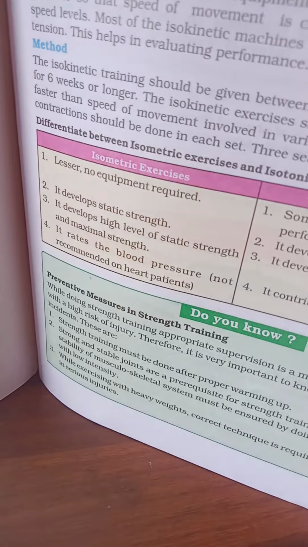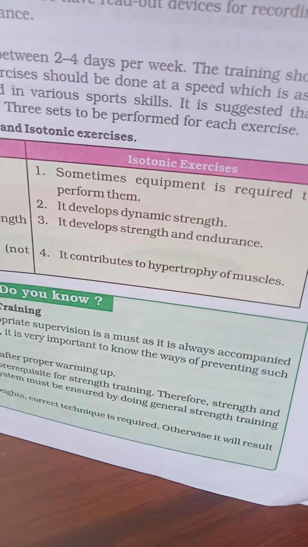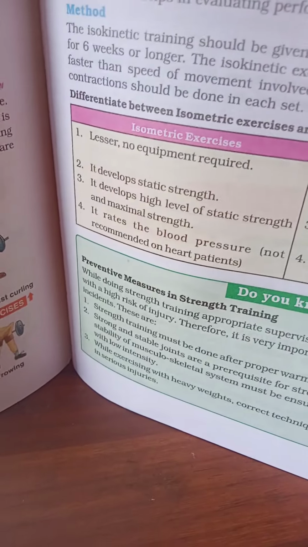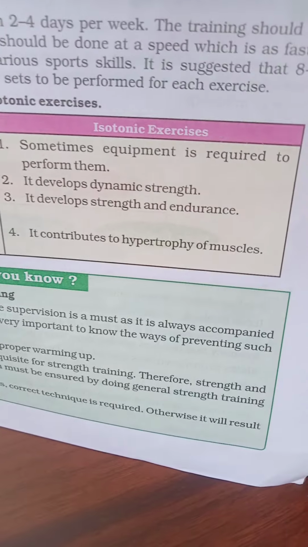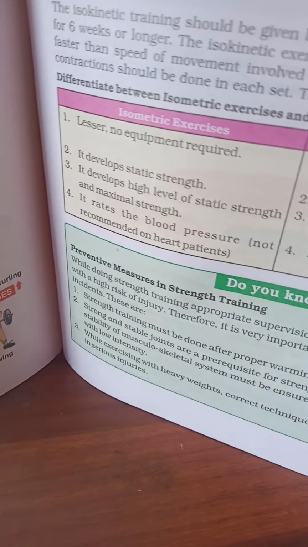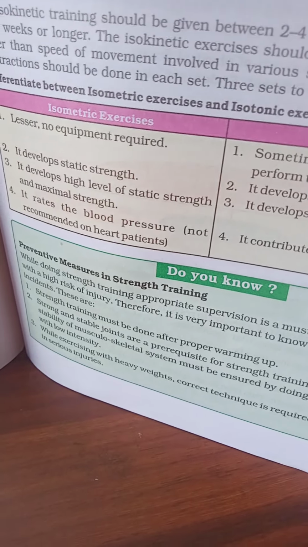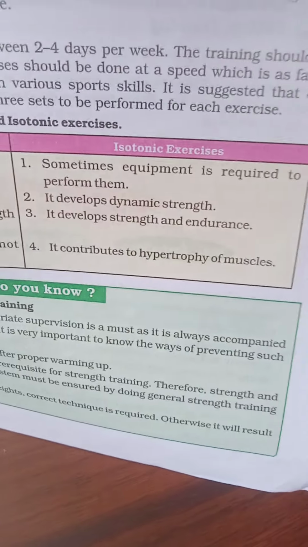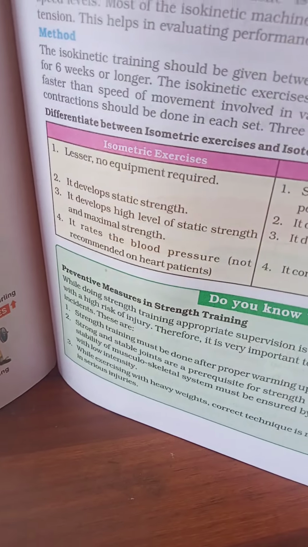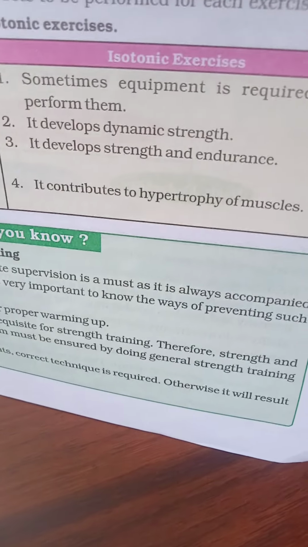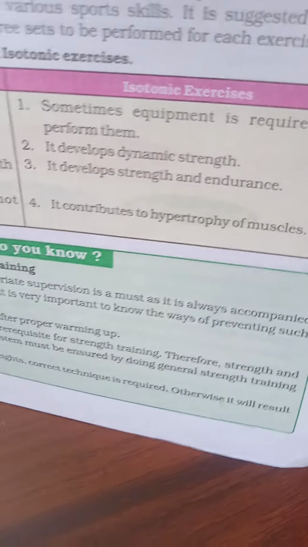So these are isometric and isotonic exercises. The differences here are: isometric, no equipment required; isotonic, sometimes equipment is required to perform them. And the second one is that isometric develops static strength, and isotonic develops dynamic strength. Isometric develops a high level of static strength and maximal strength, and isotonic develops strength and endurance.